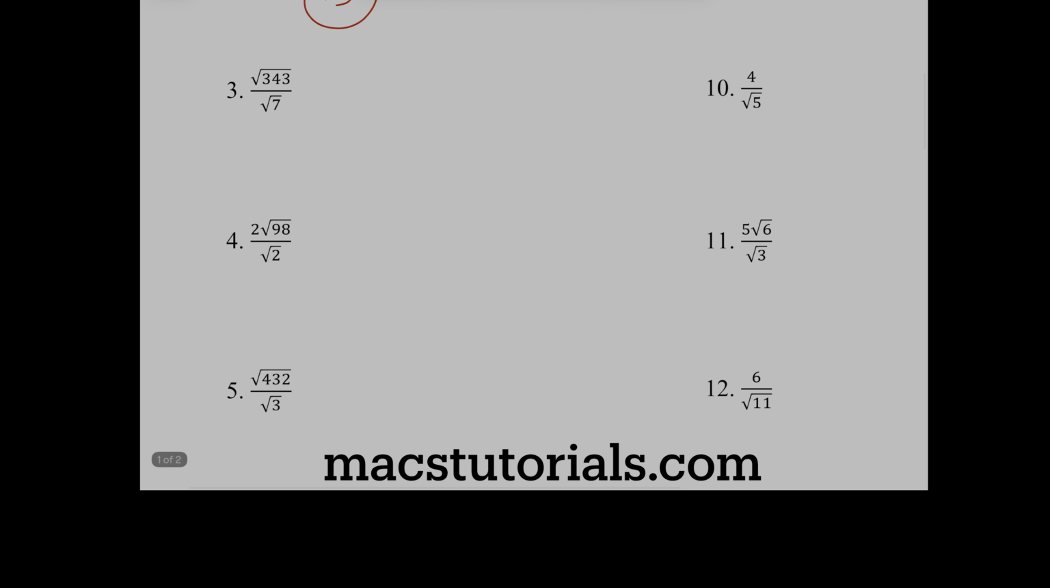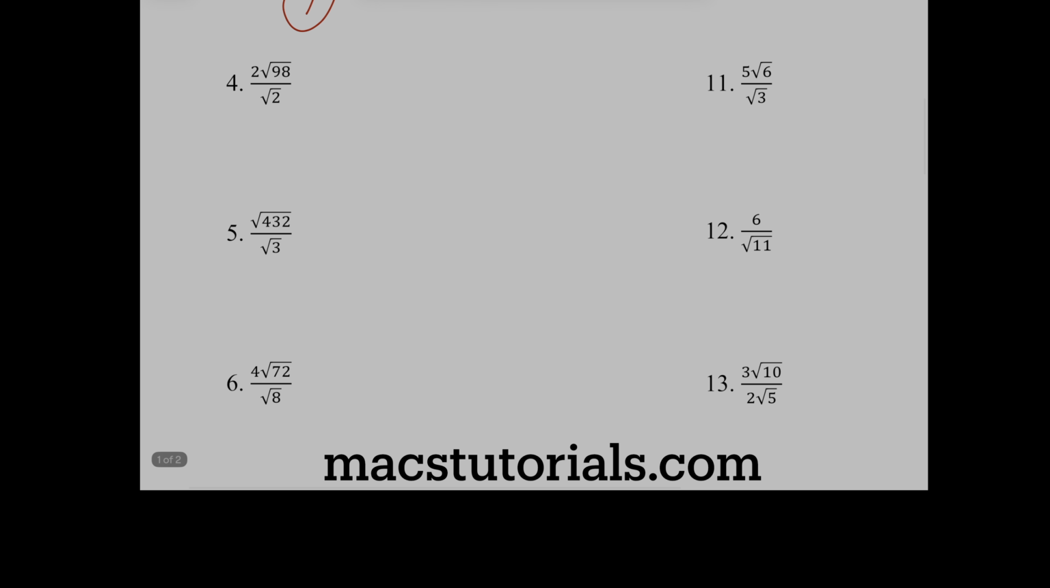Okay, this one. All right, what's 343 divided by 7? Well, 7 will go in the 34 4 times with 6 left over. 7 will go in the 63 9 times. They're both inside, so the 49's inside. Square root of 49 is everyday 7.